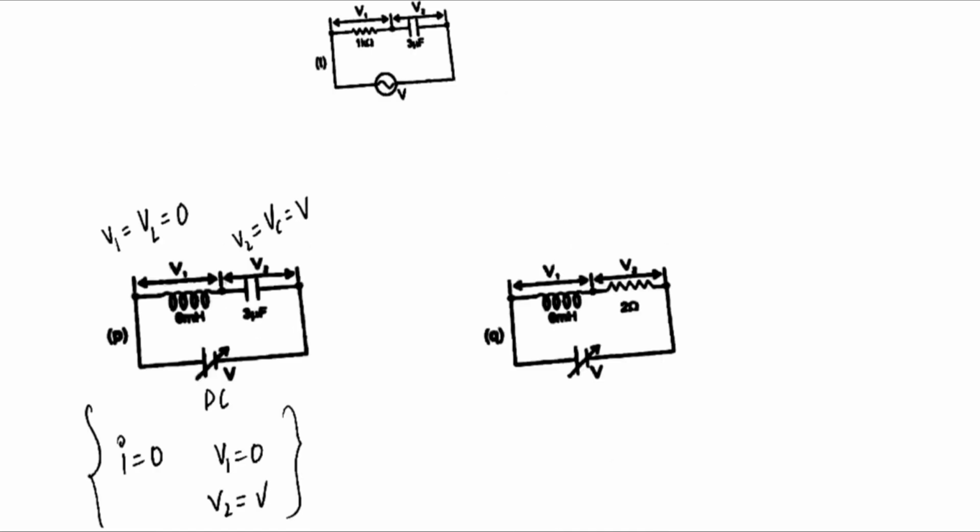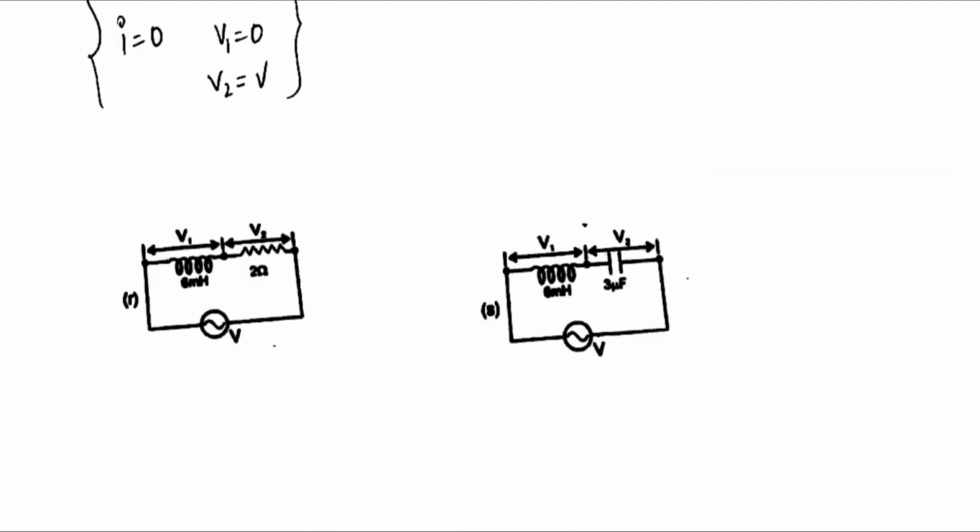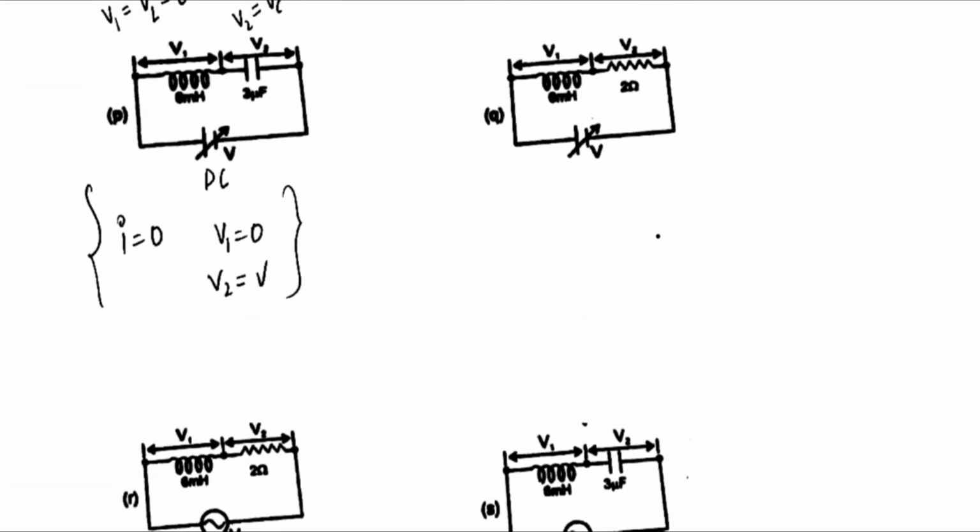So according to that, option A is not correct, B is not correct, C can be correct. V1 is 0 and V2 is V, so that is connected with C. And D is also not correct for P. Now we will discuss the second diagram, that is Q.